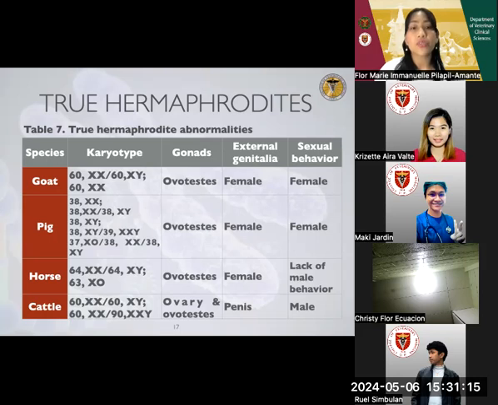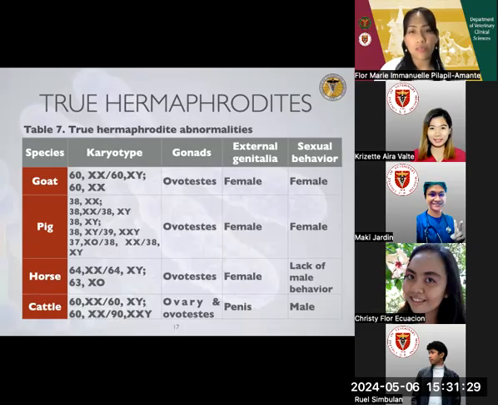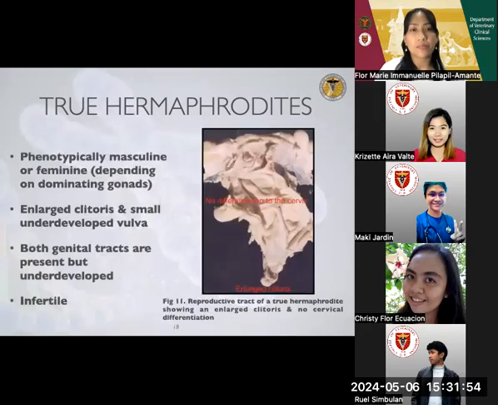For the X, we have the Turner syndrome again. And the sexual behavior, as a difference to the two previous domestic animals mentioned, has a lack of male behavior. So it's really more of the female, but it has the two testicles inside. And for the cattle, it has the ovary and ovotestis, and the external genitalia would have the penis, and the sexual behavior would indicate much more of the male rather than the female.